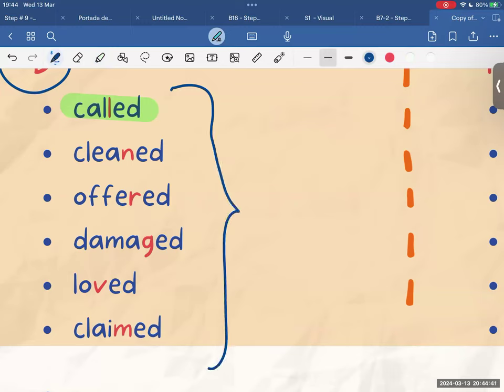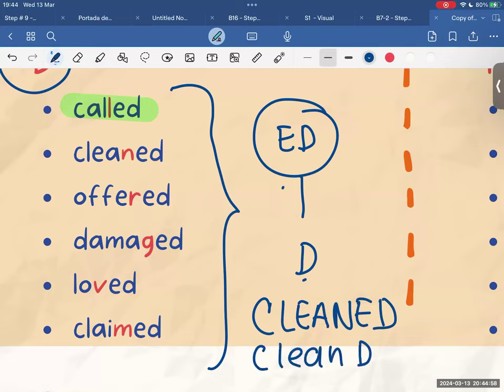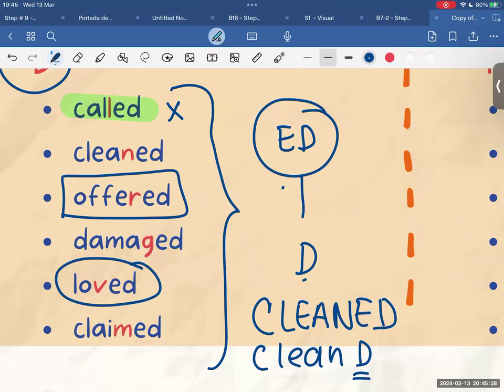So, how interesting. If the verb ends in vibration, the ED is going to sound like D. So clean is not going to be clean it, it's going to be cleaned, cleaned, cleaned. You see? It's not going to be call it. I called my mom yesterday. Called, call, called. Right? It's not going to be offer it. What is it? Offered, offered, d-d-d-d, right? It's not going to be love it. What is it? Loved, loved. Very good. Okay. So, vibration, termination, D.